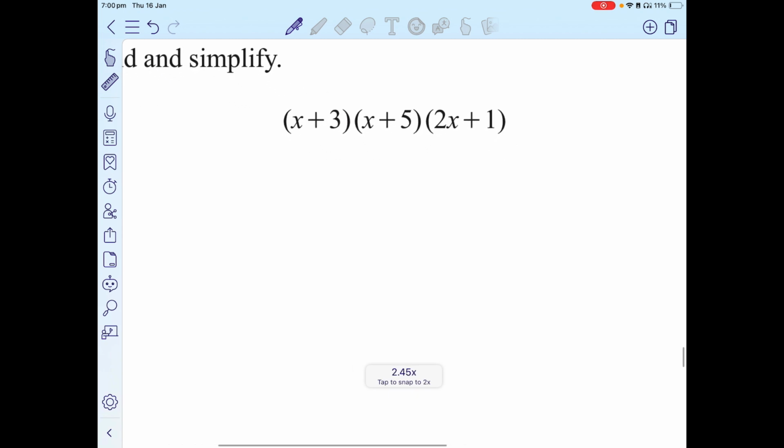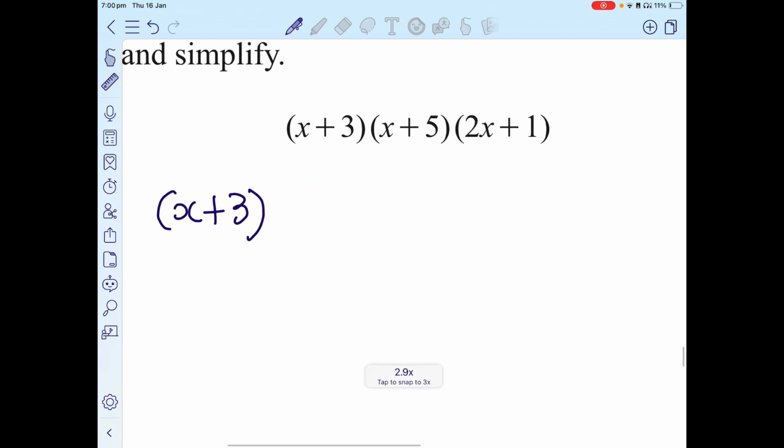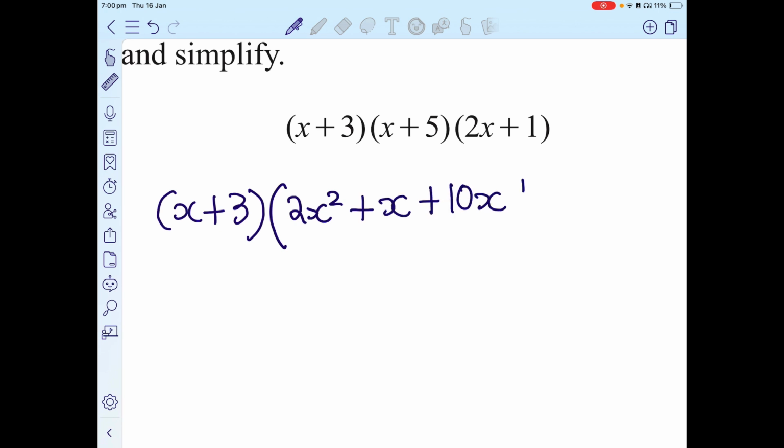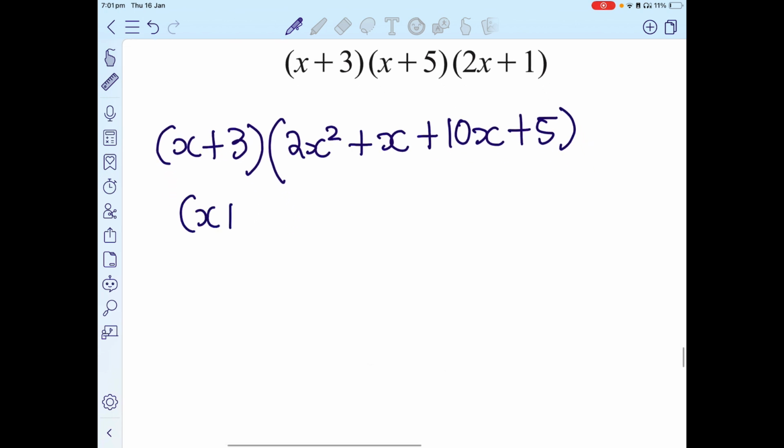Now here it says expand and simplify. Whenever I see an expansion with a 2x plus 1, I keep x plus 3 aside and start expanding the first two brackets on the right. So x into 2x gives me 2x squared, x into 1 gives me x, 5 into 2x is 10x, and 5 into 1 is 5. I want to simplify this first: 2x squared plus 11x plus 5.